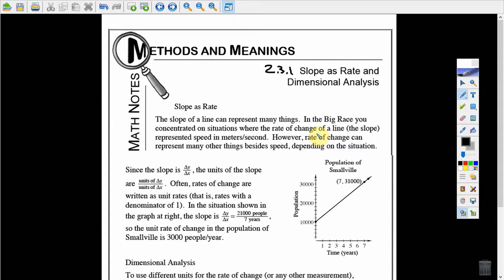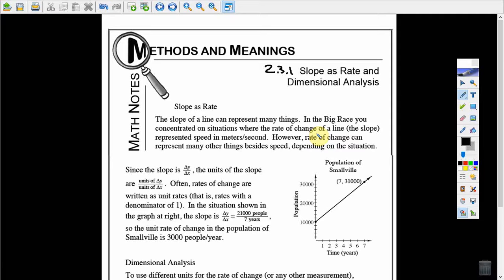Here we are again, next math notes, section 2.3.1, slope as a rate and dimensional analysis. Some of the stuff we just covered in the last math notes. So, slope of the line can represent many things. It depends totally on what you're graphing, okay?